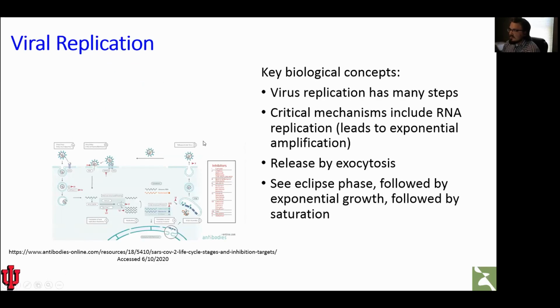For viral replication, depending on the virus, replication is very complicated with lots of steps. But one thing particularly of interest is that, say in the case of SARS-CoV-2, there's the mechanism of RNA replication that leads to exponential amplification of the number of virus inside of the cell. So we know that the virus will somehow get into the cell. We know that due to genomic replication, exponential amplification will occur, and then afterwards, virus will be released from the cell back into the extracellular environment.